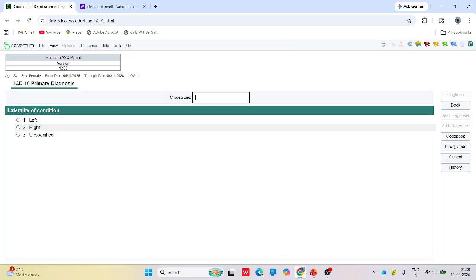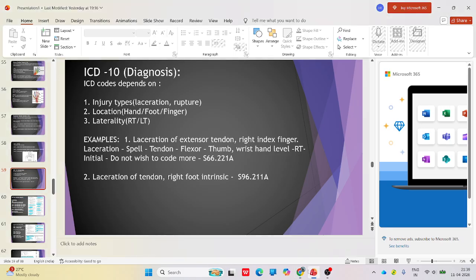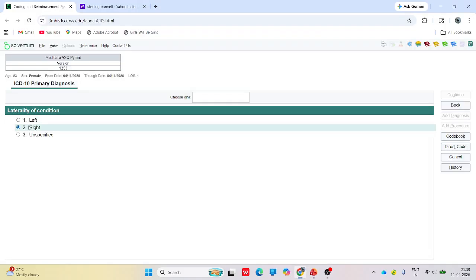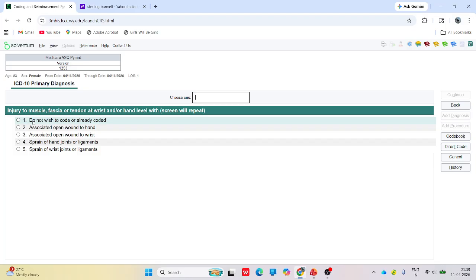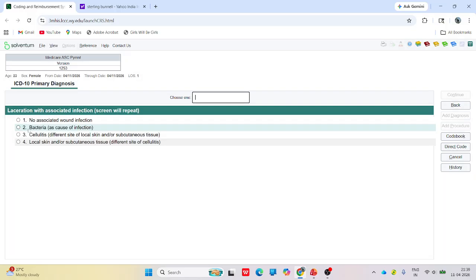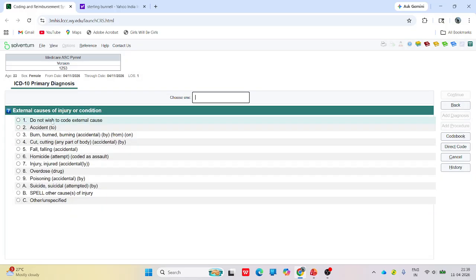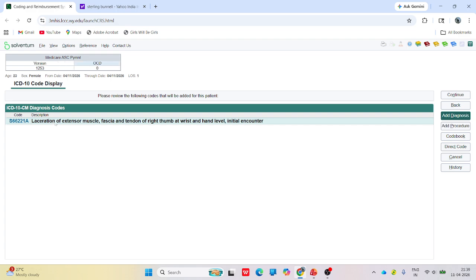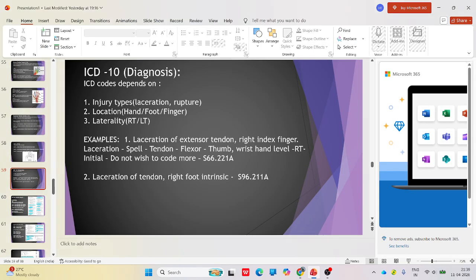So it's right, isn't it? It's the right index. Initial encounter, we do not wish to code more. No laceration, no associated wound infection, we do not wish to code more. So this one is the ICD: laceration of extensor muscle, fascia or tendon of the right thumb at the wrist and hand level, initial encounter. So this is the ICD navigation.